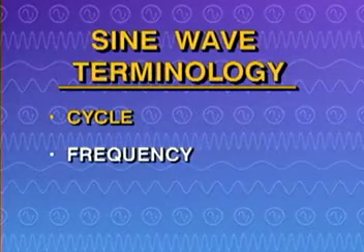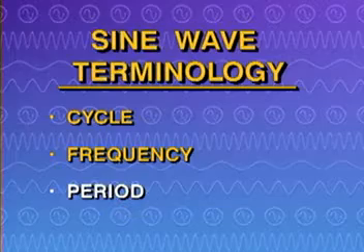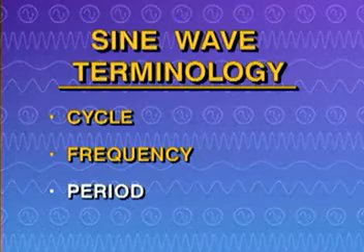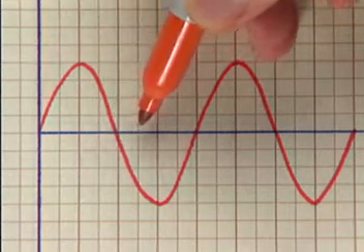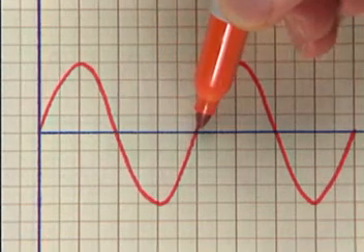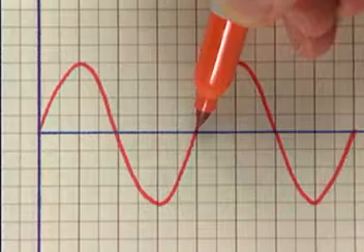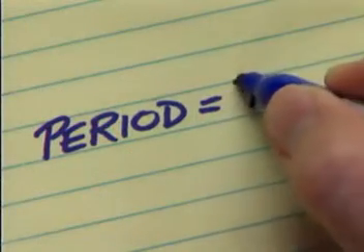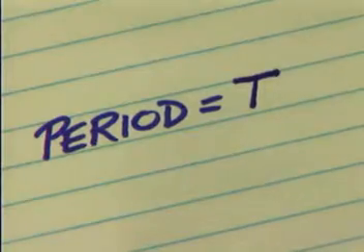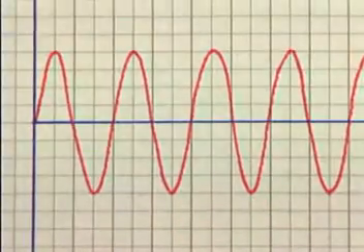Let's consider a third important term for AC waveforms, the period. The time it takes to produce one cycle, which you can find along the horizontal axis, is referred to as the period of the cycle. It's measured in seconds. The symbol for a period is a capital T, which stands for time. The higher the frequency, the shorter the period.